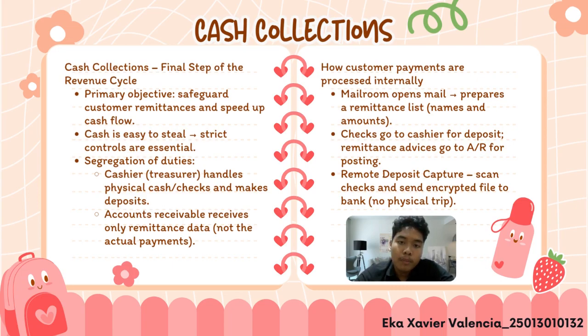The mailroom opens all incoming mail and immediately prepares a remittance list, a document that records the customer name and payment amount. The checks are then sent to the cashier for deposit, while the remittance list goes to accounts receivable for posting. Many companies also use remote deposit capture, where they scan customer checks and send the encrypted digital file directly to the bank, eliminating the need for a physical trip to the bank.